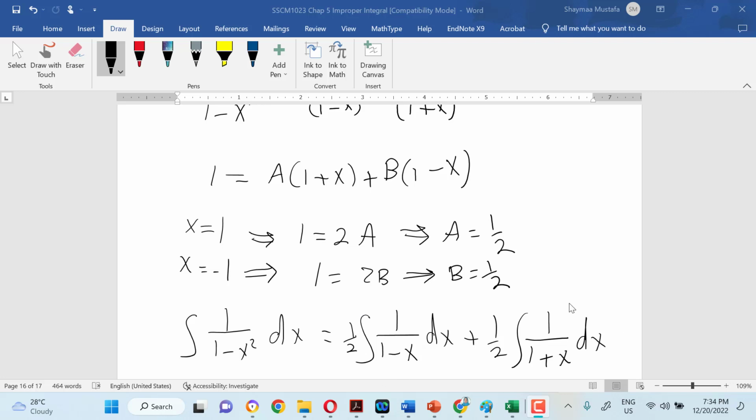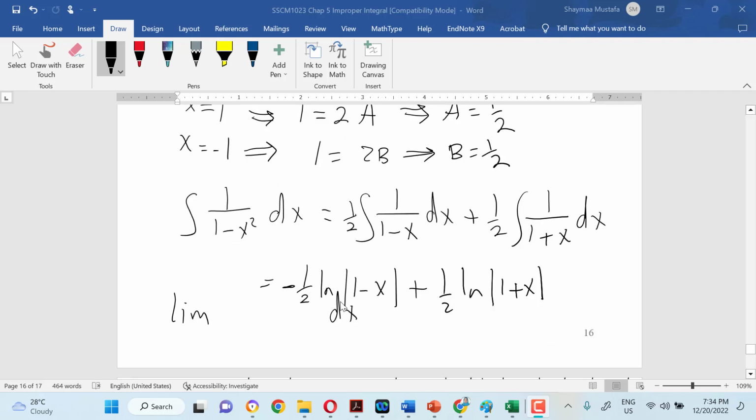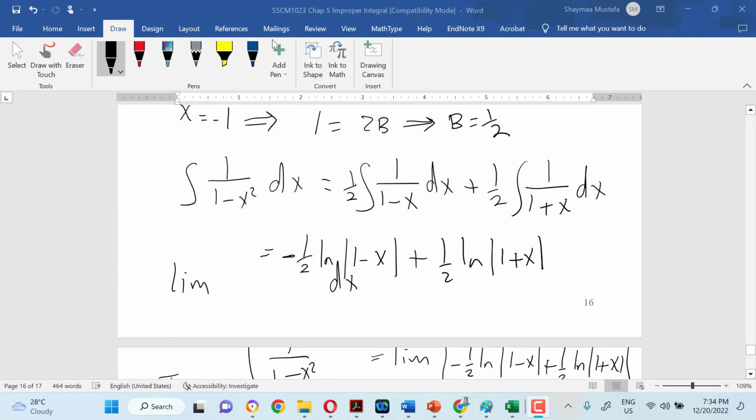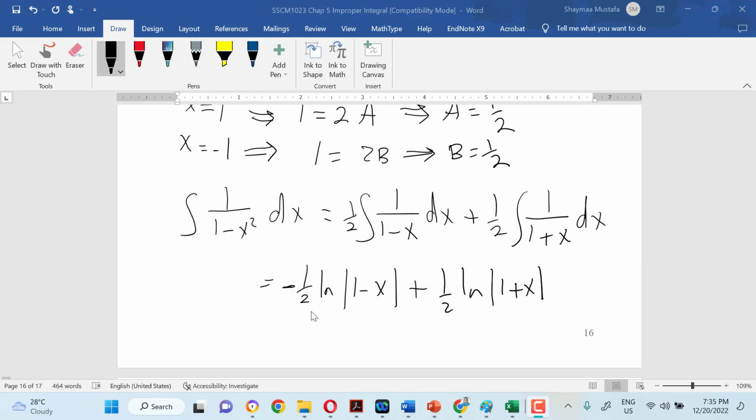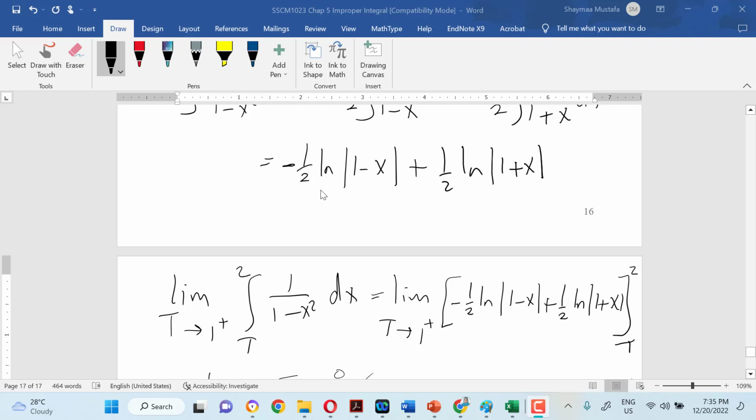So I will evaluate this integration and this integration. This integration is equal to 1 over 2 logarithm of 1 minus x multiplied by minus, because here we have minus x, so minus 1 over 2 logarithm of 1 minus x, plus 1 over 2, the integration of 1 over 1 plus x is the logarithm of 1 plus x. So this is your integration.